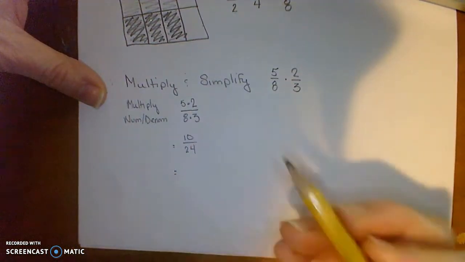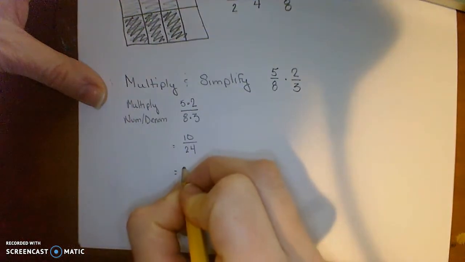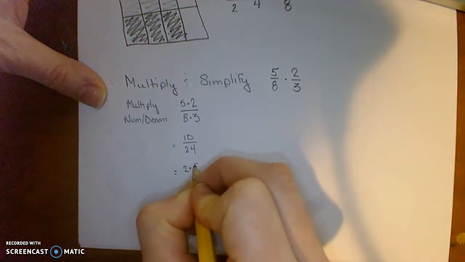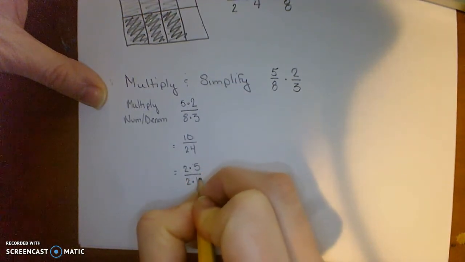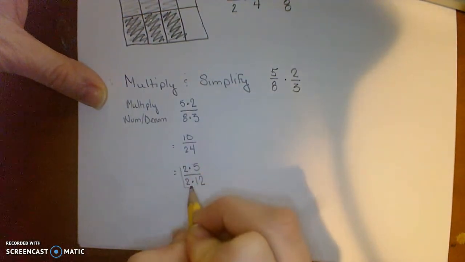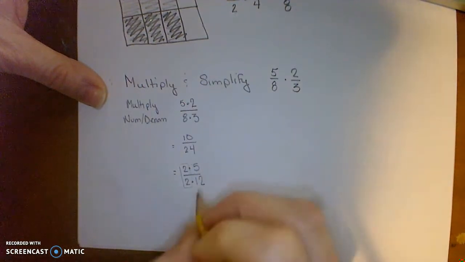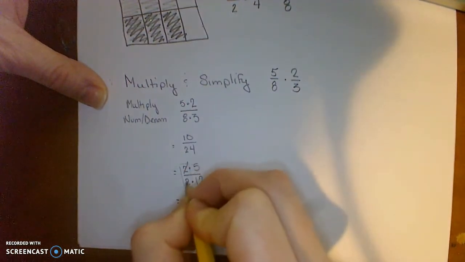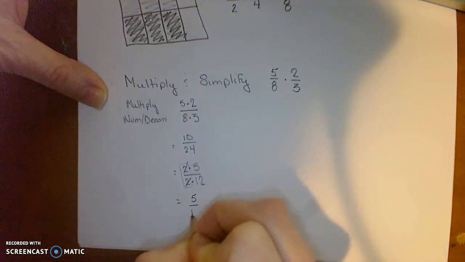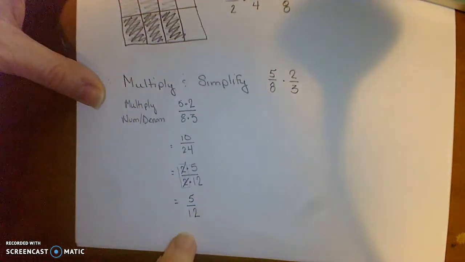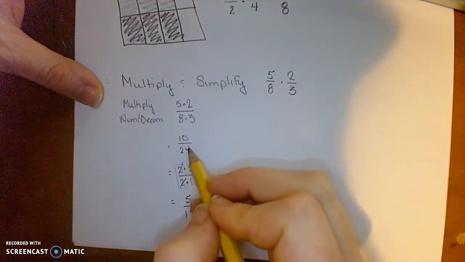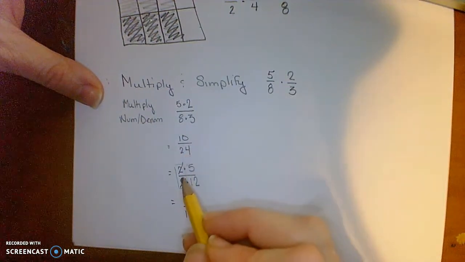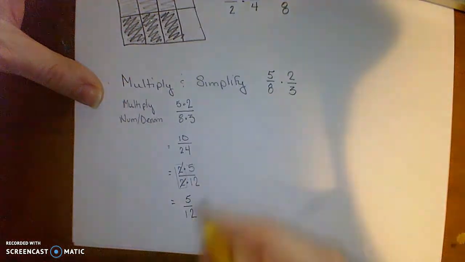I should factor these two numbers to see if they've got any factors in common. So what factors do 10 and 24 have in common? 2. 10 is 2 times 5. And 24 is 2 times 12. There's that factor of 2 common to both top and bottom. So divide by 2, divide by 2. I'm left with 5/12. This is not very efficient because I multiply everything together first, and then I end up having to factor it again later.